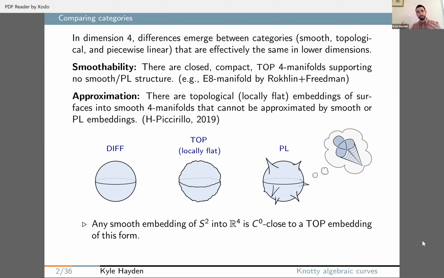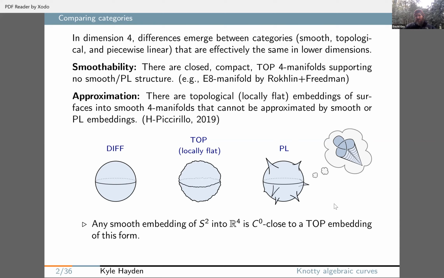When you think about piecewise linear, you can essentially think about it as being smooth, except at finitely many cone points where you see regions like the one being modeled over here, where you have the cone on some knot. So even if you allow that type of pathology, you still can't approximate these topological surfaces.